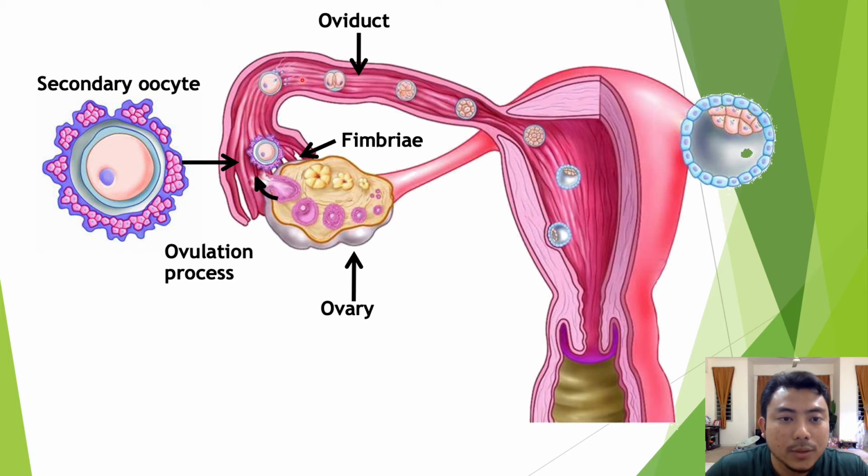Here, you can see that this small structure here is the sperm. Only after the sperm fertilized the secondary oocyte, only then the secondary oocyte is called as ovum. Other than that, if the secondary oocyte did not get fertilized by a sperm, it will never become ovum. It will remain as secondary oocyte until it later becomes degenerated.